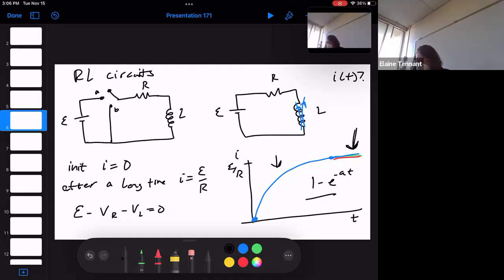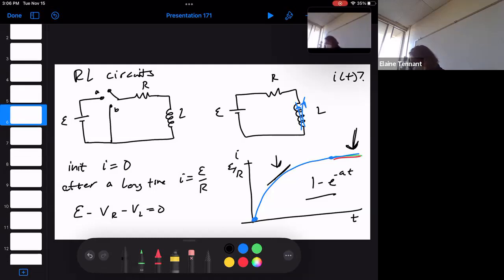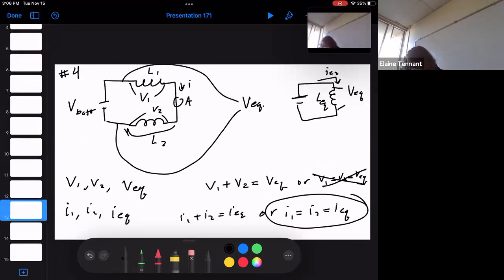And what I want to ask you there is, clearly this thing is changing. It's got a dI/dt to it. But if we look at the dI/dt here versus the dI/dt there, would they have to be the same, or could they possibly be different? They have to be the same, right?